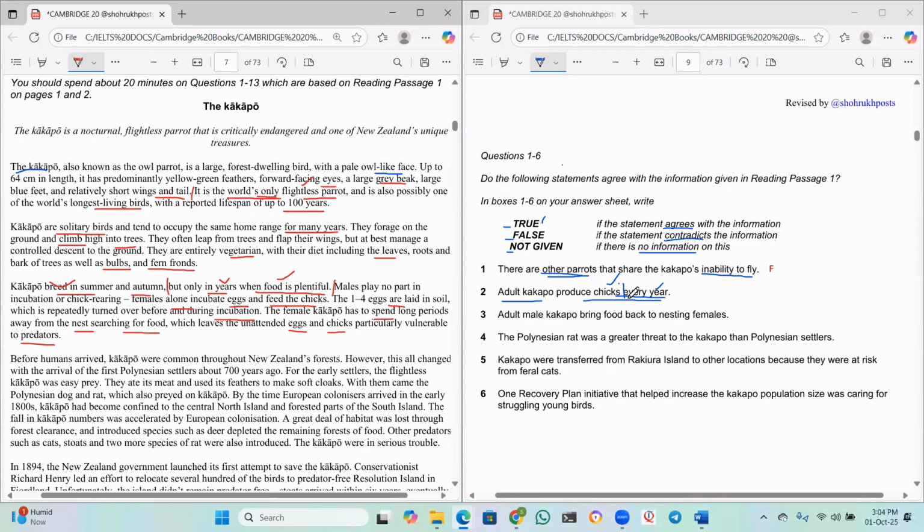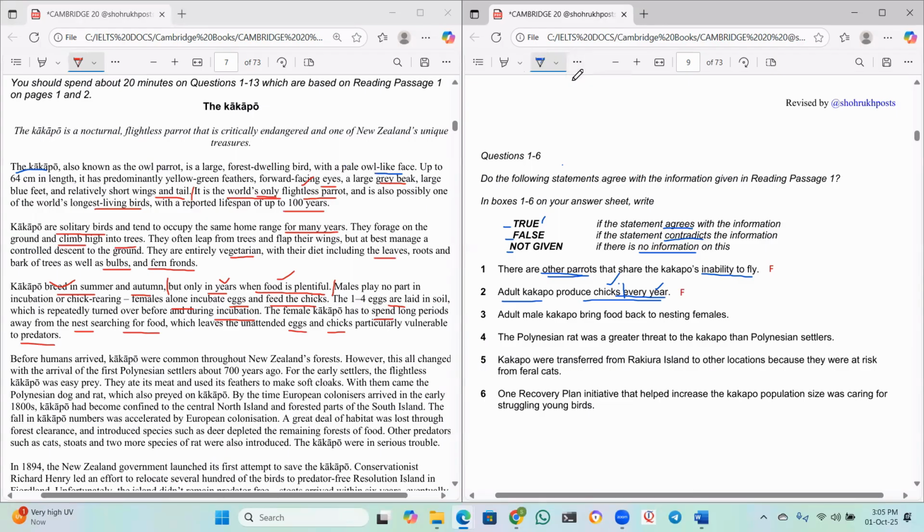Yes. Here he says every year. No, sir. This is contradicting. Here he says they produce chicks every year, but here he says they only breed in years when food is plentiful. For example, if food is not available, then they don't breed that year. So this is clearly contradicting what is given in the passage. Hence, what is our answer, guys? It should be false, right? Yes, it is false. Okay, done.